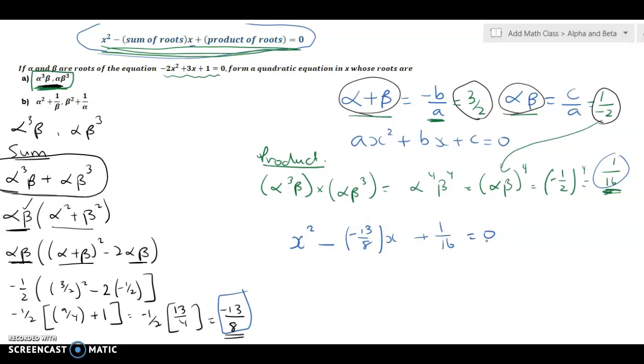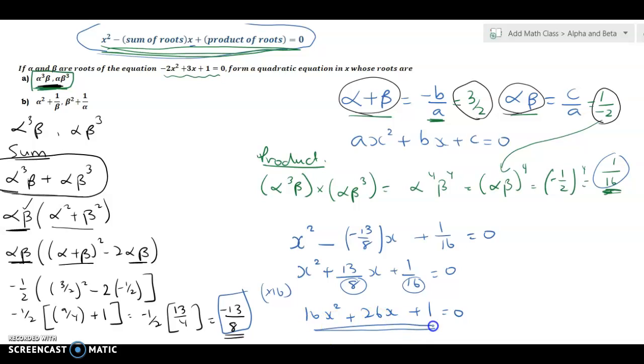Now some people leave it like this, or some people simplify, right? Well, for me I will write plus 13 on 8 plus 1 on 16, and I'll multiply the entire equation by 16. So I get 16x squared plus 16 by this will be 2, 26x plus 1. And the reason why I multiply by 16 is because I'm looking at the denominators here, 8 and 16, right? And that will be the LCM. 16 will be the LCM.